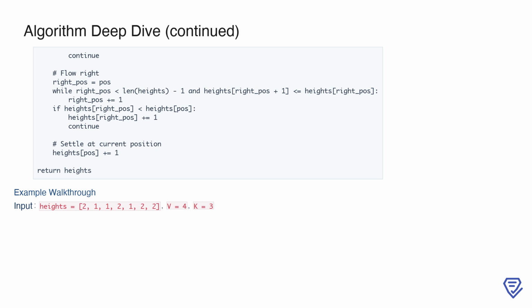Here, we increment right_POS while the elevation decreases, and if a lower position is found, we settle the water there. If neither left nor right provides a valid option, the water settles at the current position POS. Finally, after processing all units of water, the updated heights array is returned. This pseudocode captures the core logic of the algorithm, ensuring that the water behaves according to the problem's rules while maintaining efficiency through in-place updates and early exits.